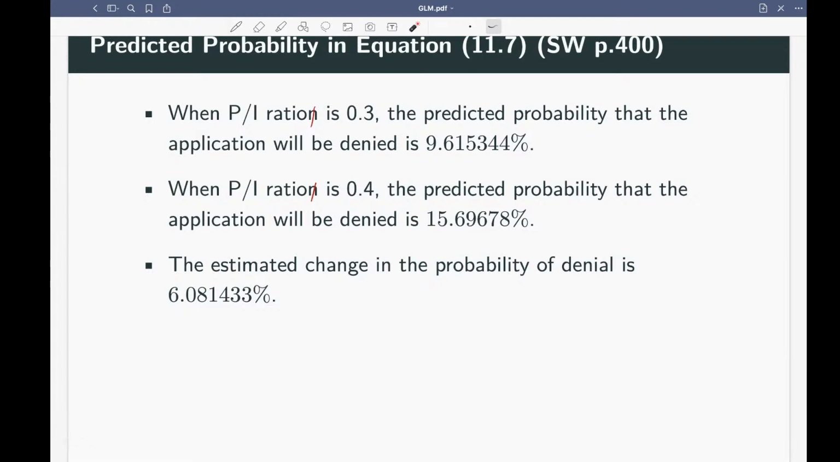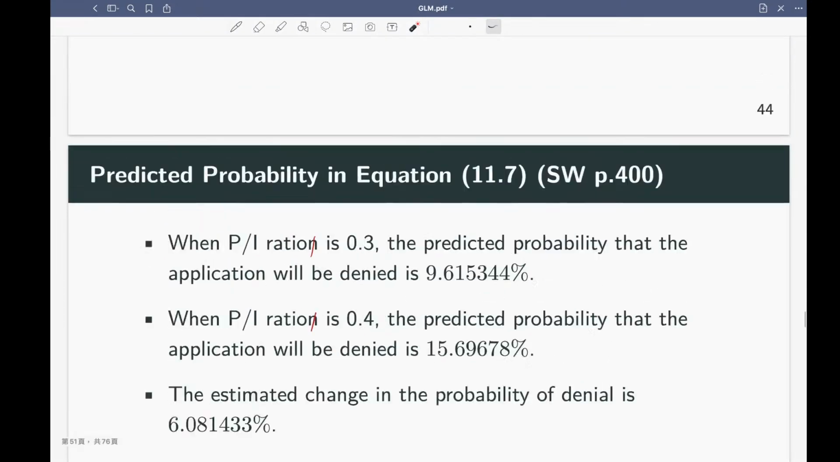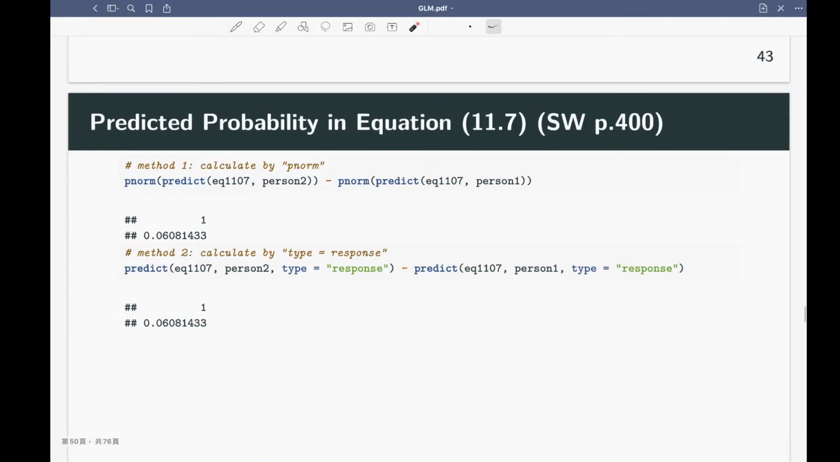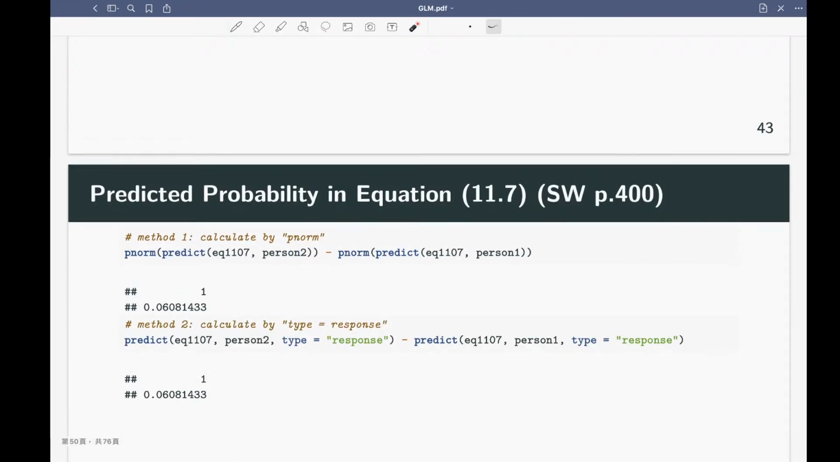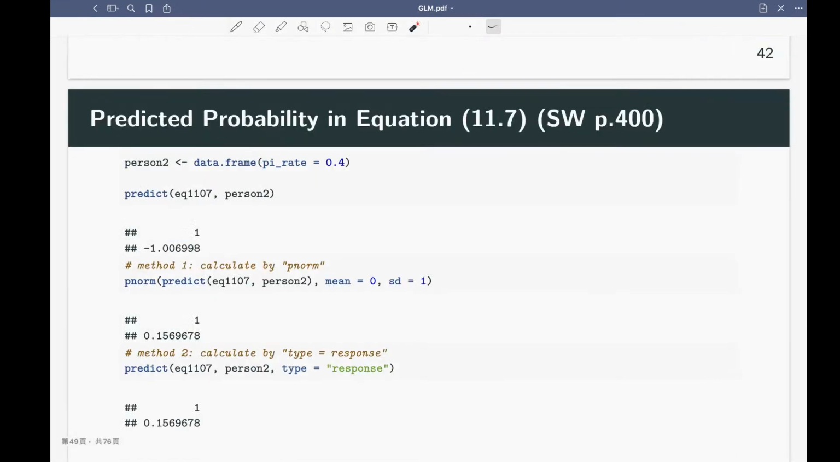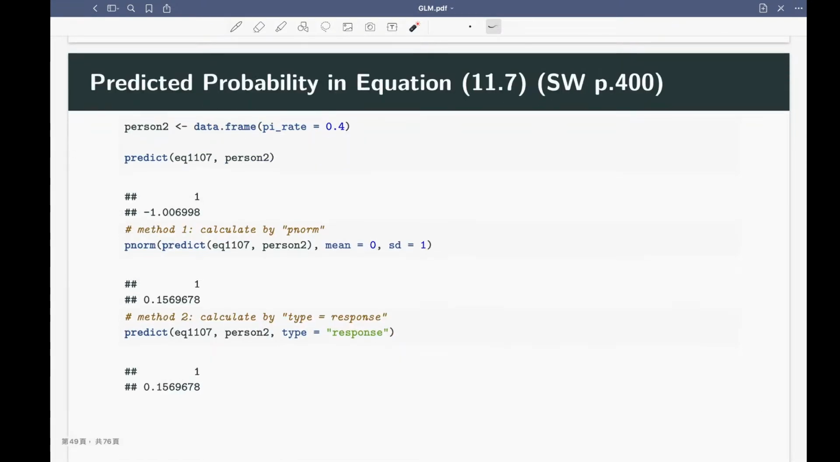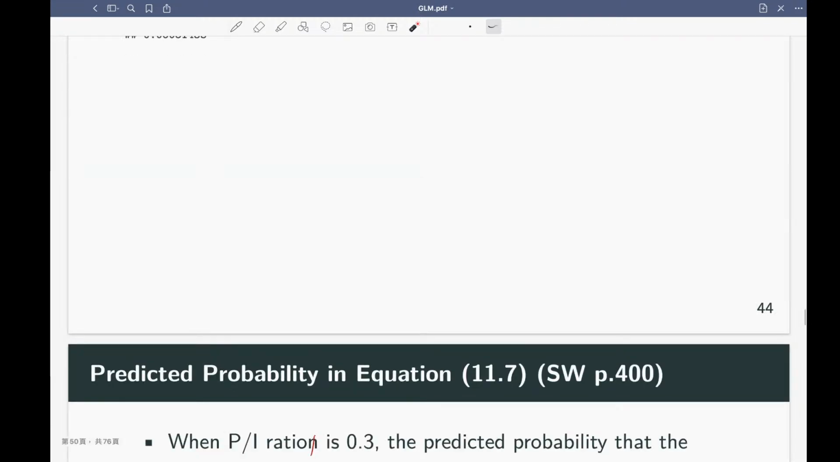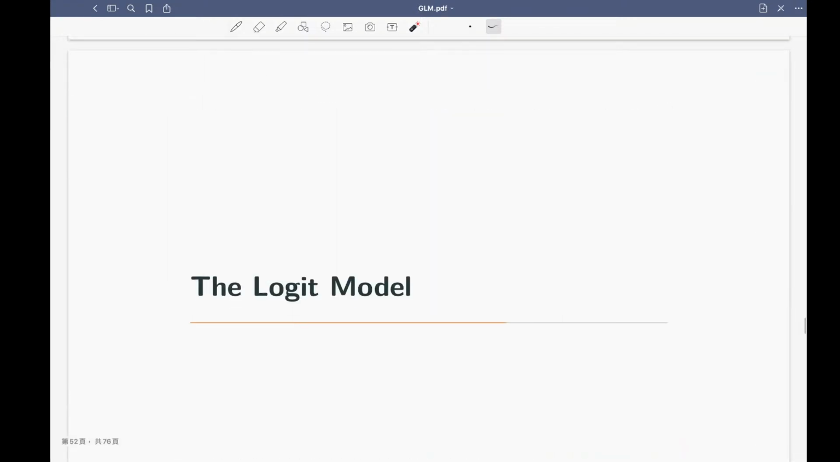So for the Probit model, you can have two methods to calculate the prediction. The first method is to use the CDF method by pnorm. And the second method is that you can also use the predict function, but you should set the response type in R. Okay, next is the Logit model.